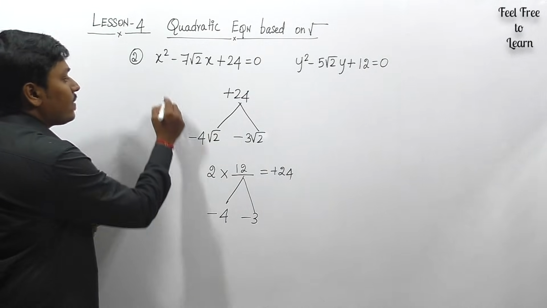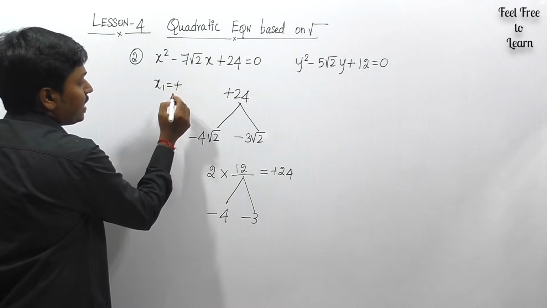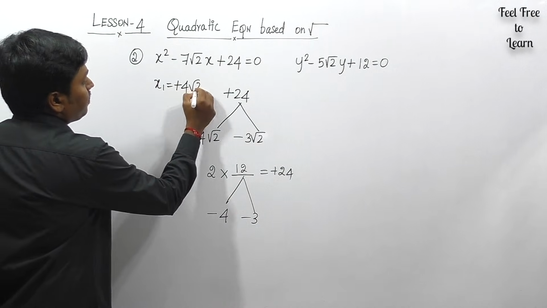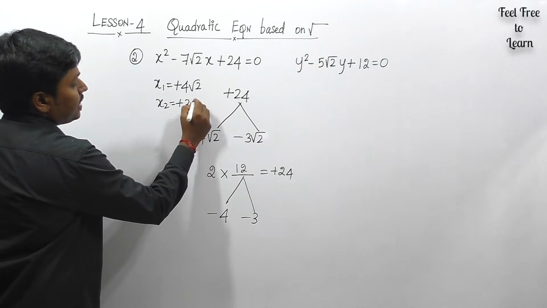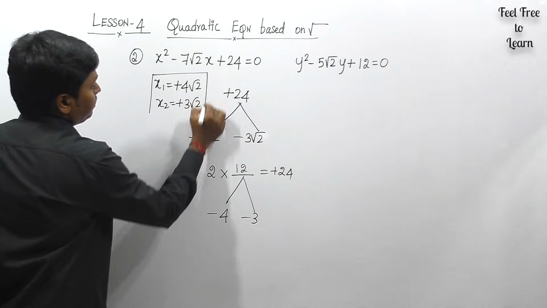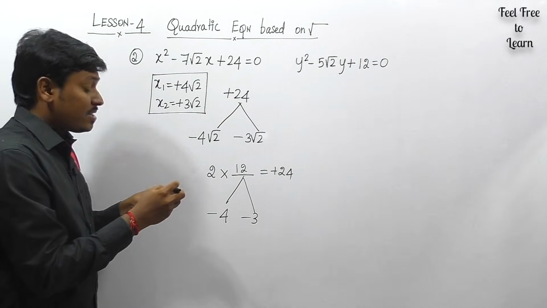So finally we got a factor that is x1. Here it is minus 4 root 2, but while writing, change the sign as plus 4 root 2. And x2, so here it is minus 3 root 2, but while writing, change the sign as plus 3 root 2. So finally we got the factors for x term. So let me move on to the second expression, that is y.